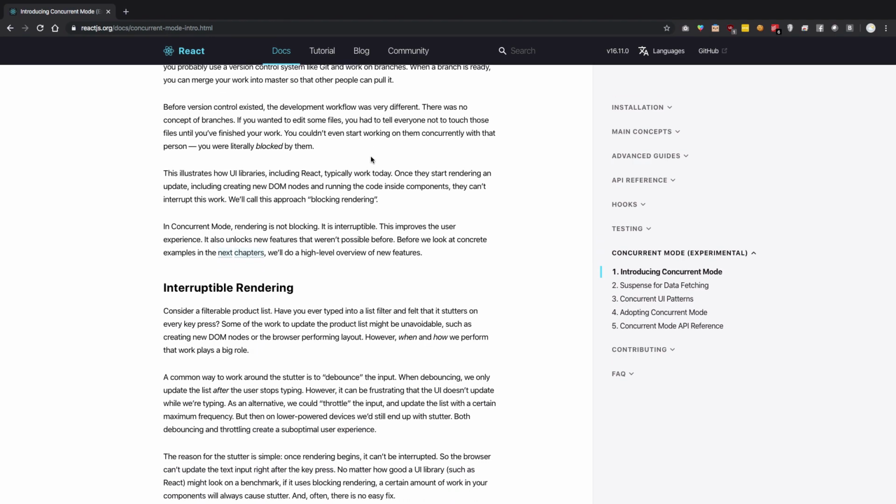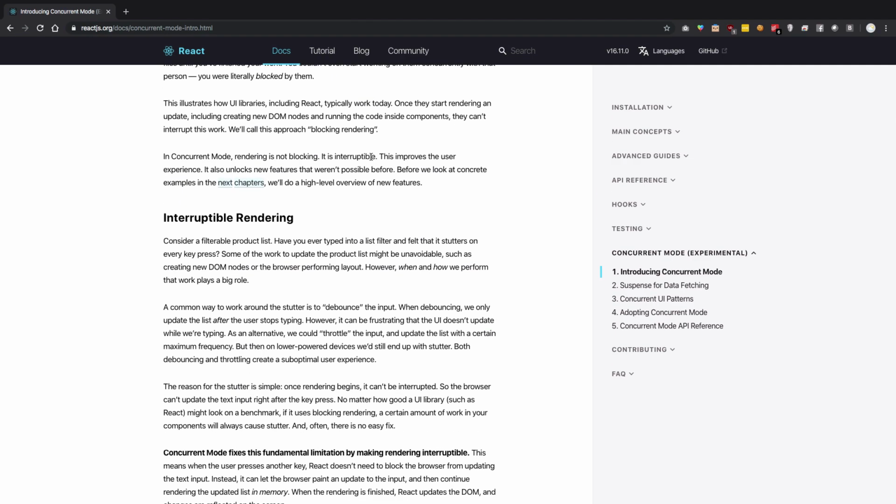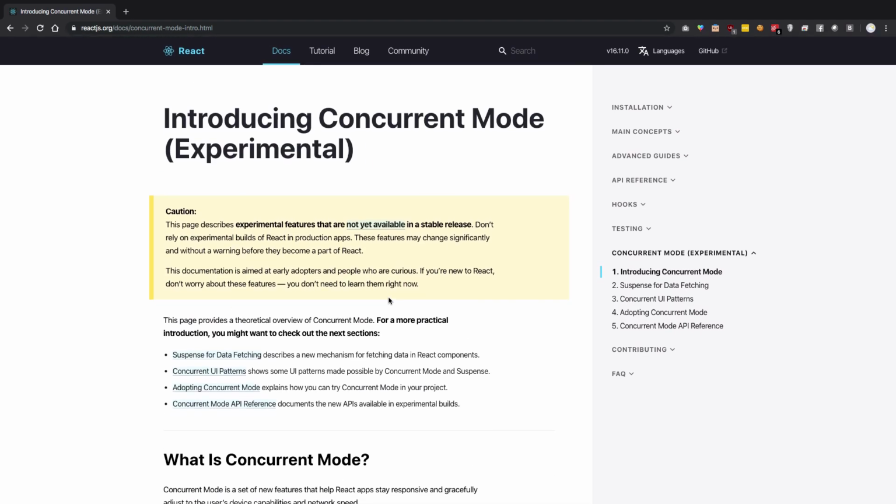Right now, how the libraries work, they pretty much would start their work and they would keep the main thread blocked unless they complete their work. This is how every library right now works, whether it's React, Angular, Vue, any library. I think concurrent mode in React is one of the first implementations in any library whatsoever.